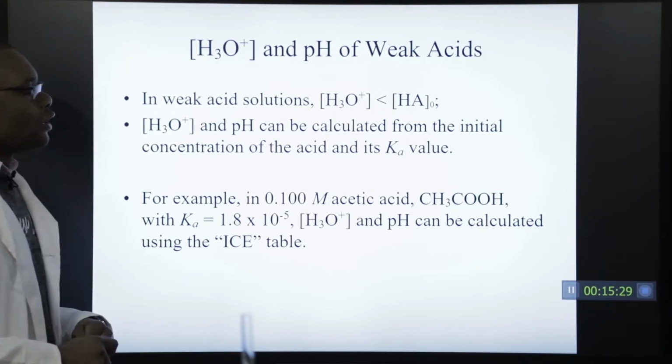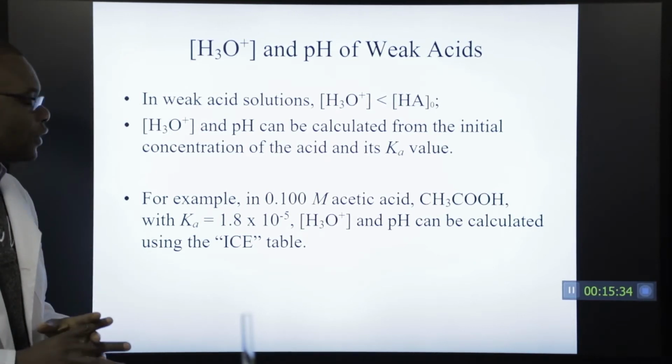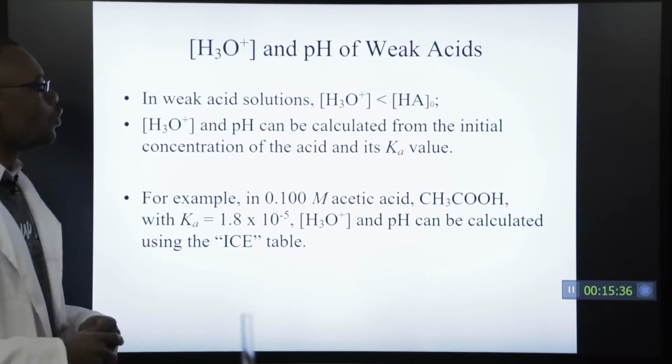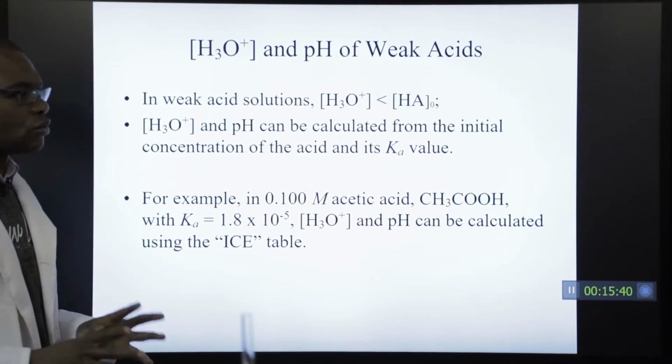But if the Ka value is very, very small, less than 1, then you will know that it's a weak base or a weak acid. So how do you know that?